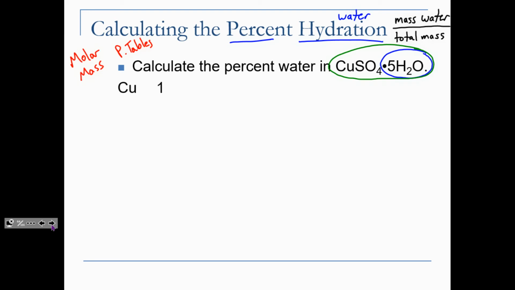So I'm going to find the molar mass of copper 2 sulfate. I got 1 copper, 1 sulfur, and then 9 oxygens. We're taking into account the 5 waters here and the 4 oxygens here, which gives a total. And then there's 10 hydrogens because 5 times 2 is 10. So right now we're finding the total mass.